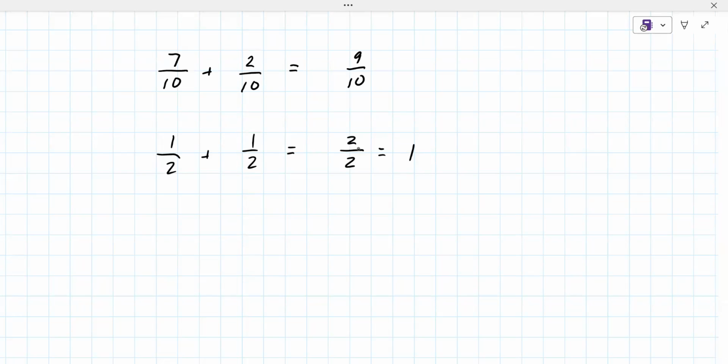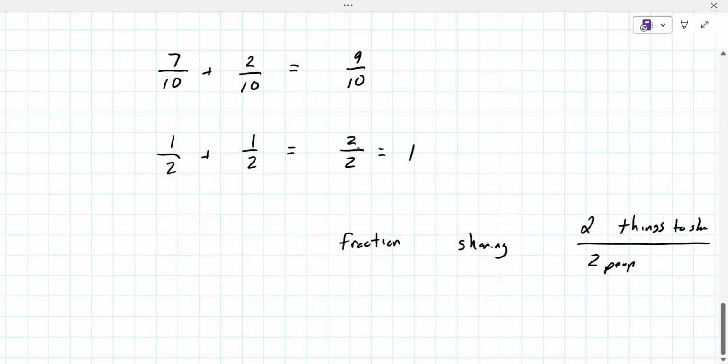The other way to think about division or fractions here is as a sharing problem. Imagine you have two things to share and you have two people to share with.